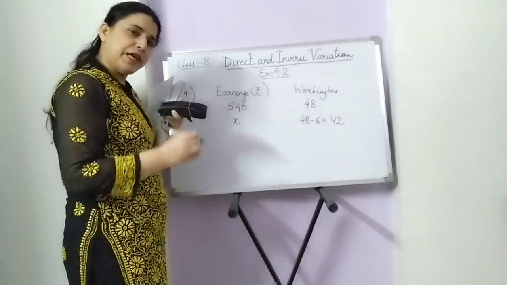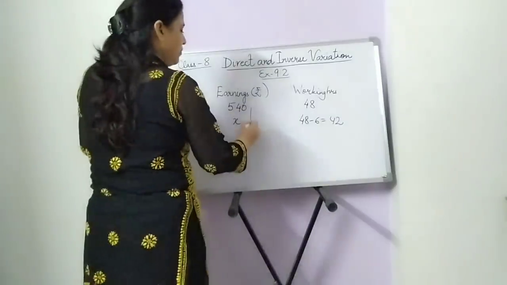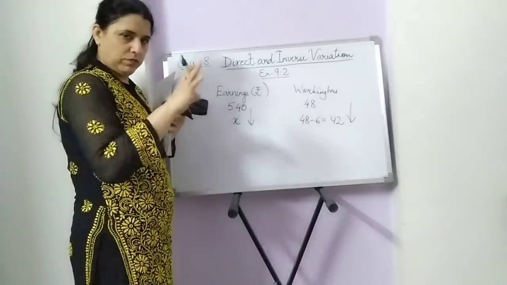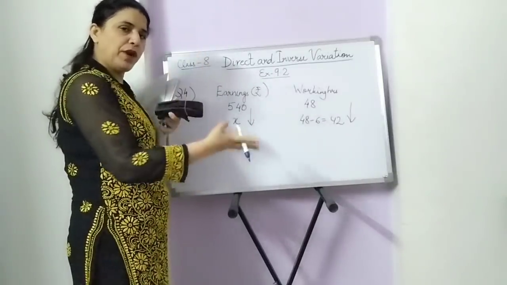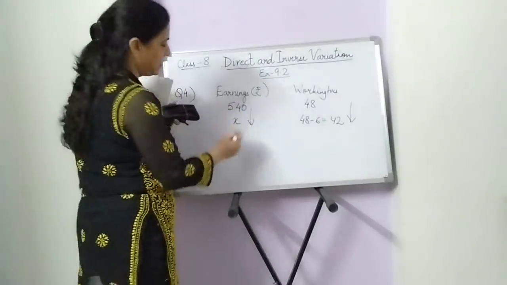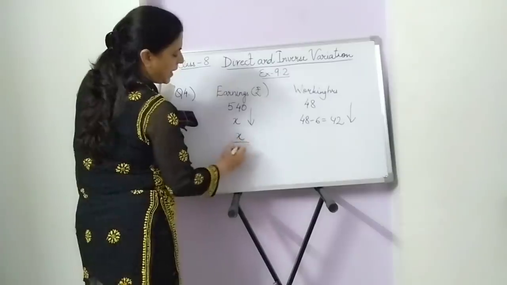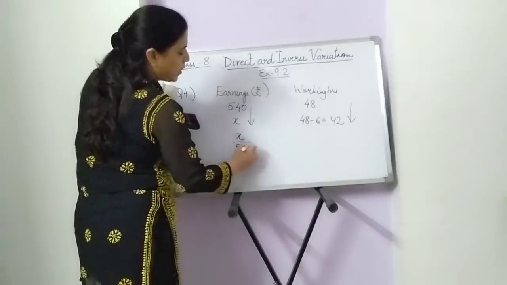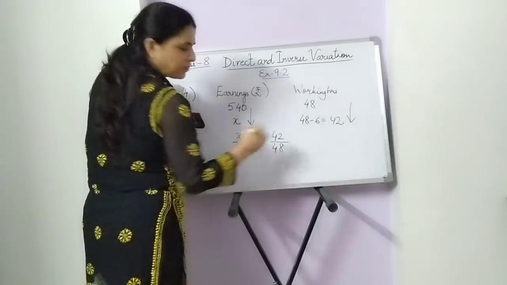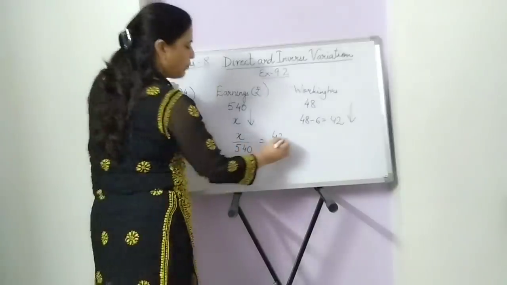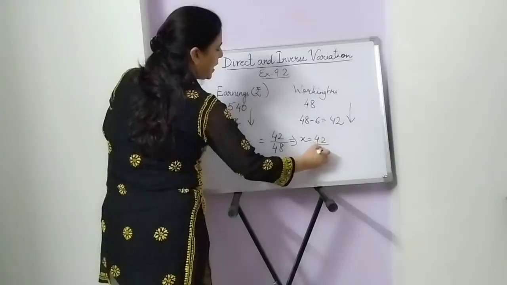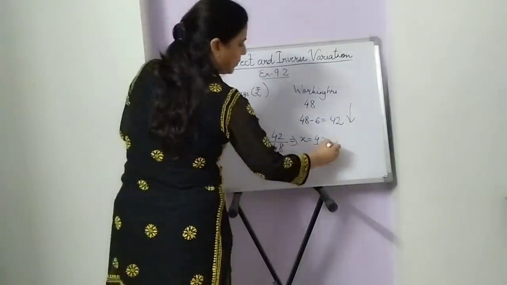When the two quantities are in direct variation, we just put both the arrows in the same direction, either both down or both up. But I prefer that one arrow head should be towards x. So x upon head upon tail, that is 540, is equal to head upon tail, that is 42 upon 48. Clear? Now how to find x? x will be equal to 42 divided by 48 into 540.